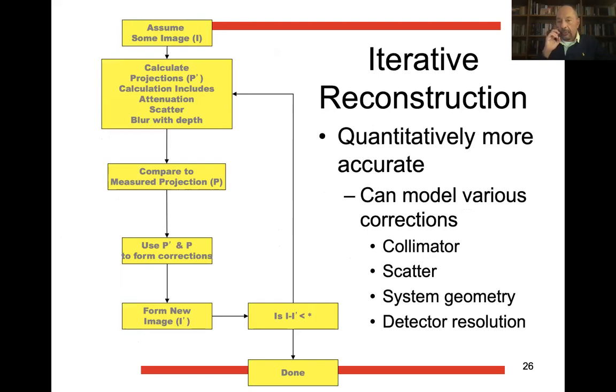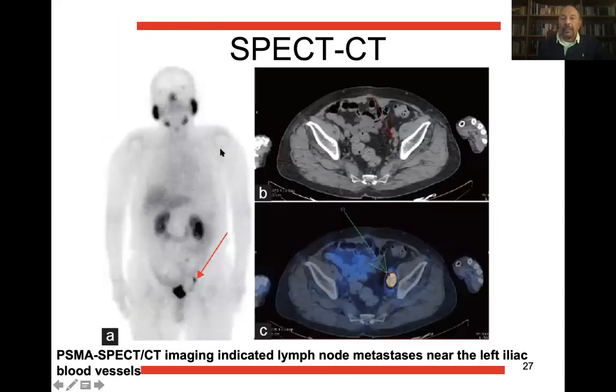The procedure goes through iterative reconstruction and can model various corrections, you know, the collimator, the scatter, the system geometry, and the detector resolution. And that's eventually how the image in 3D now looks like.